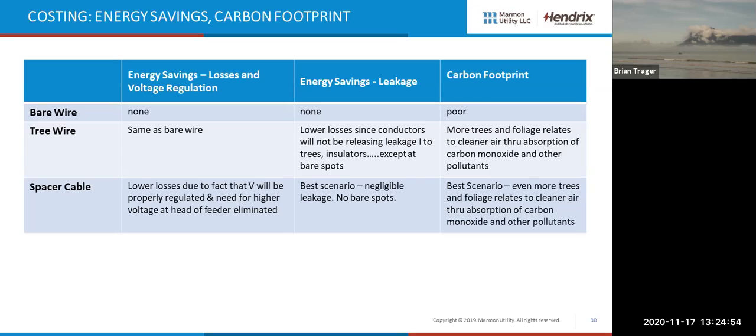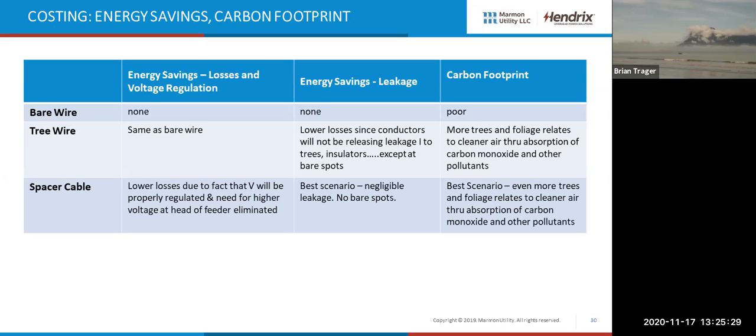Let's talk about leakage. With bare wire, there's no savings. It's as leaky as can be. For tree wire, since I have covered conductors, we're keeping the leakage current at the outer jacket to 1/3 of a milliamp. So I'm having lower losses since the conductors are not releasing leakage current to the tree's insulators, except at the bare spots for tree wire. With spacer cable, there are no bare spots. So it's the best scenario, negligible leakage, no bare spots.